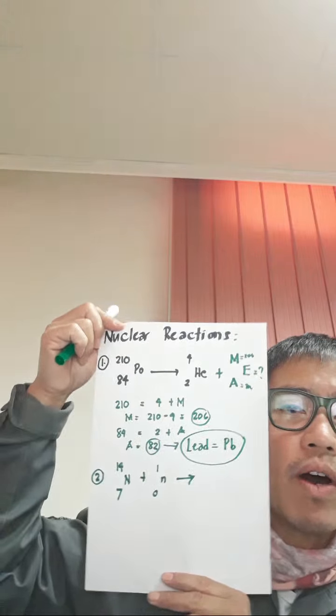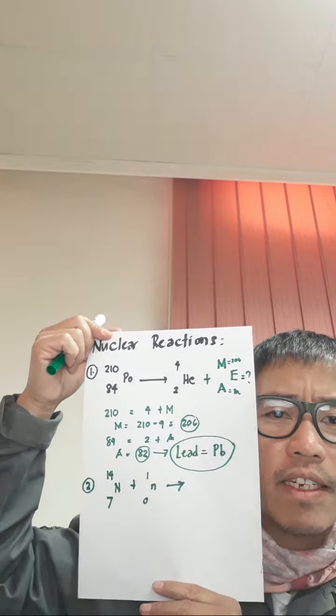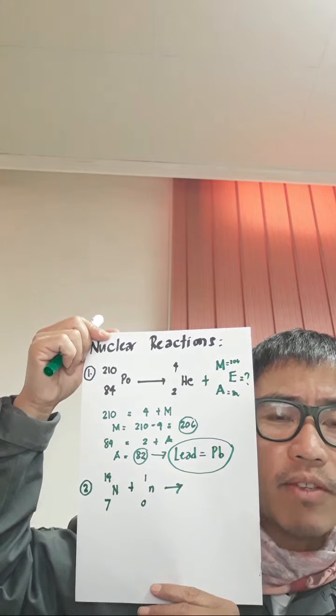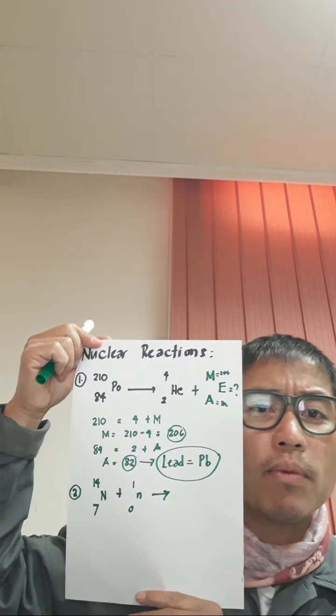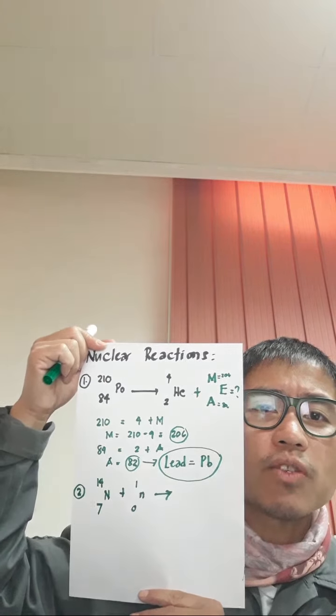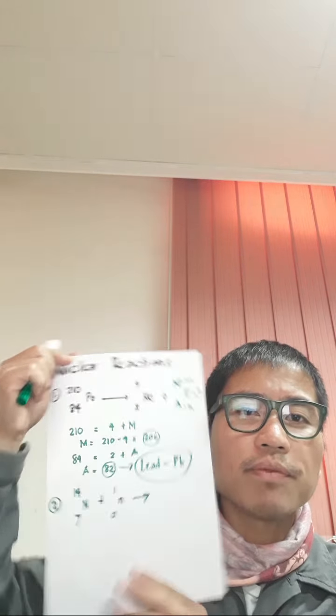So in number 1, the element that has an atomic number of 82 is lead. The symbol is capital P, small letter b, because of the Latin name plumbium. So it becomes Pb. So this is the lead. Okay, number 2, this one.